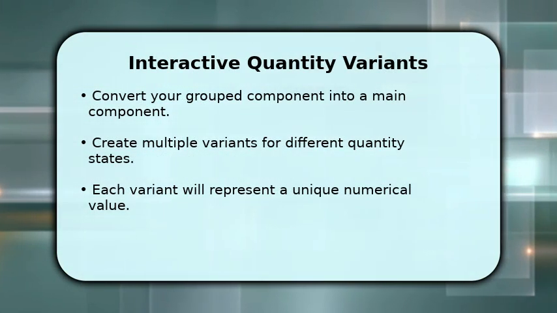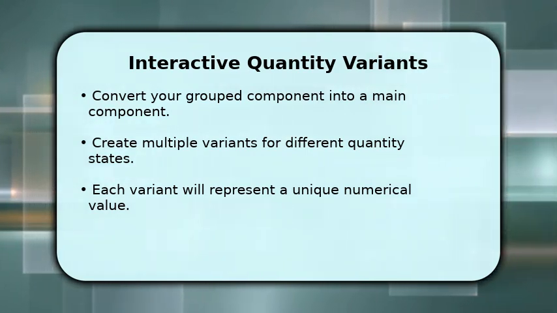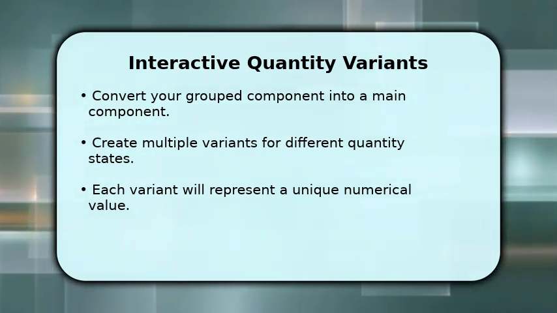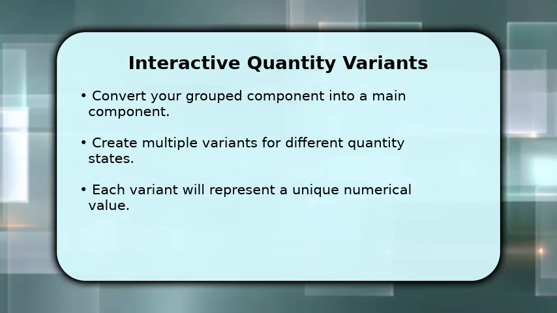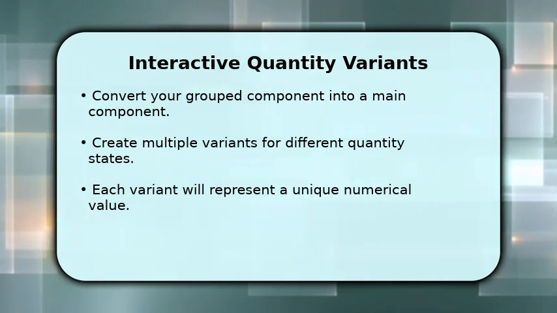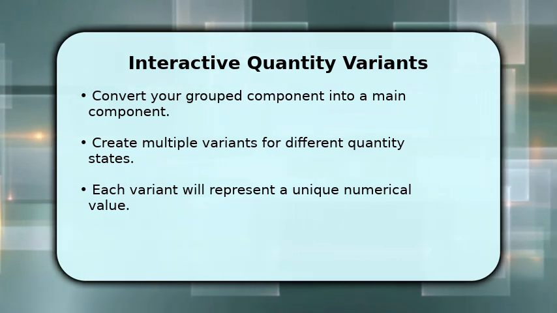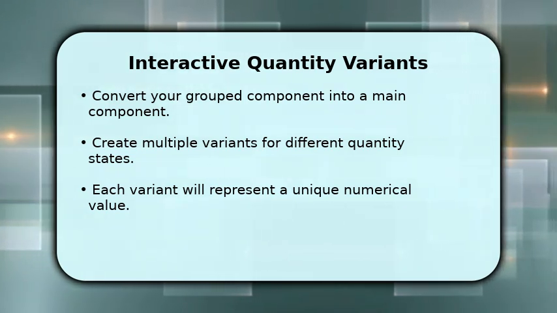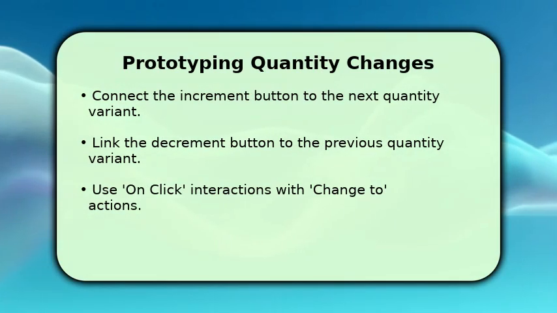Now, let's bring our quantity component to life with interactivity. Convert your initial group into a main component. Then, create several variants from this main component. Each variant will represent a different quantity, such as 1, 2, or 3. This approach allows us to define distinct visual states for each numerical value, making our component dynamic and responsive to user input. With our variants ready, it's time to prototype the interactions.